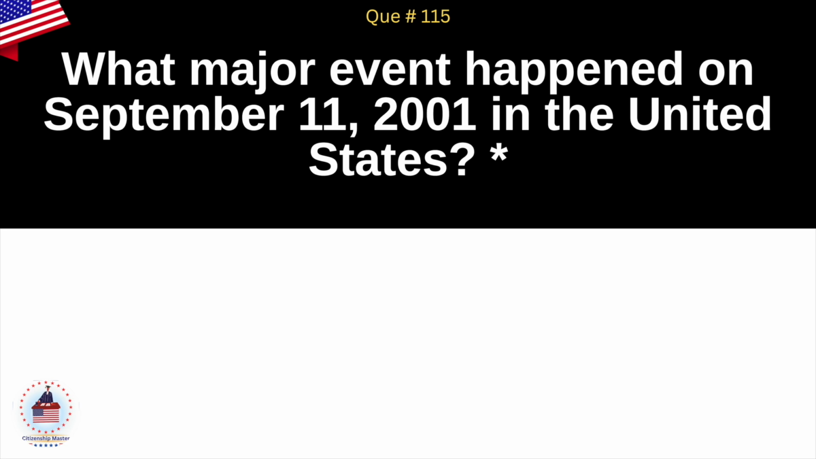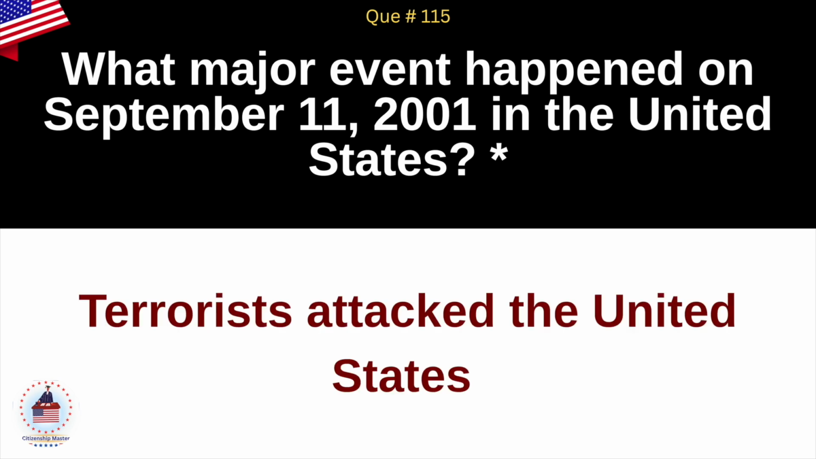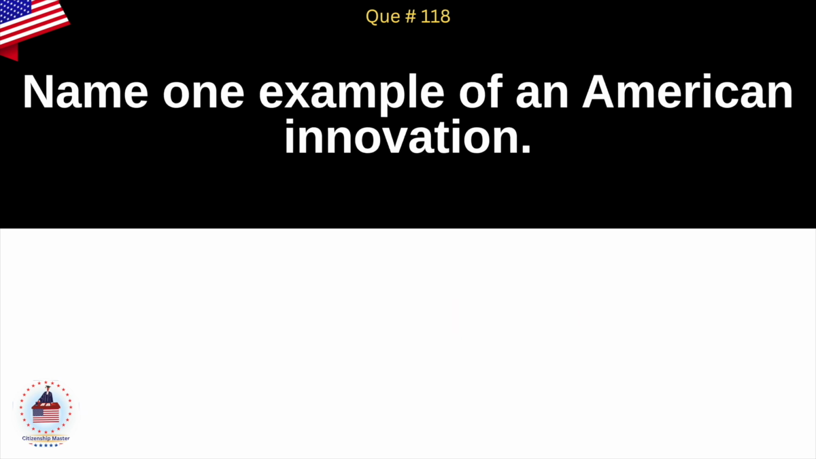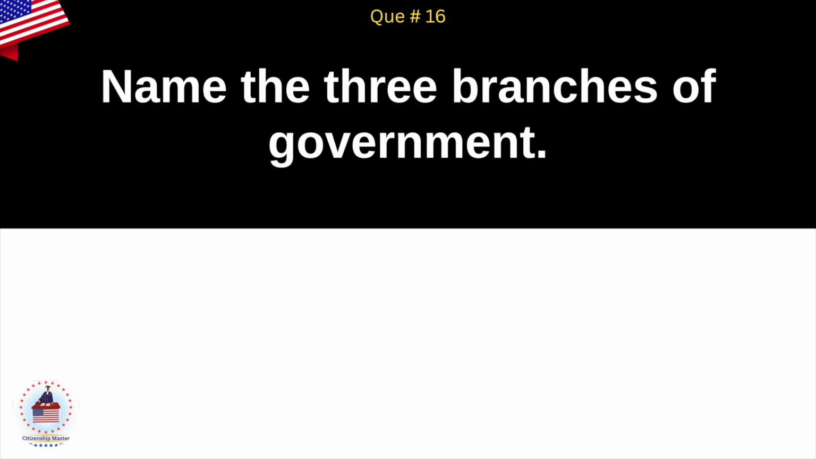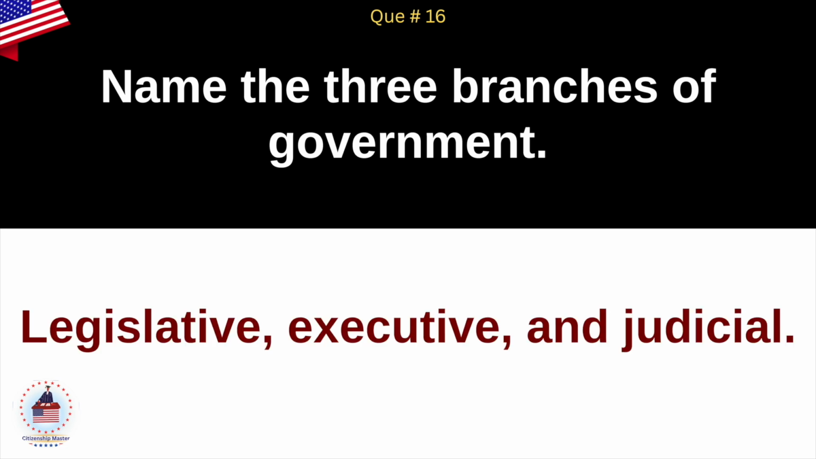What major event happened on September 11, 2001, in the United States? Terrorists attacked the United States. Name one example of an American innovation. Light bulb. Name the three branches of government. Legislative, executive, and judicial.